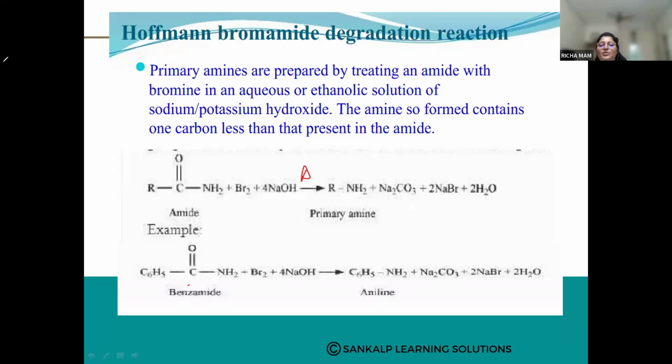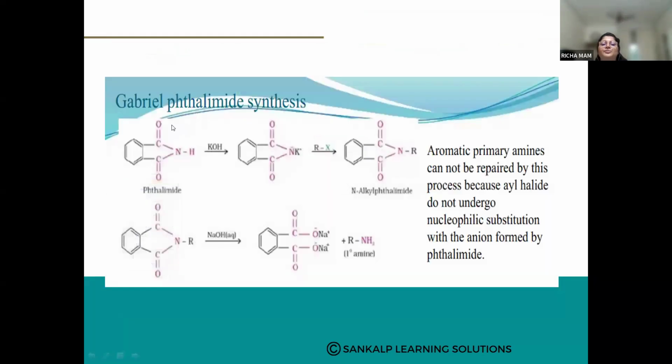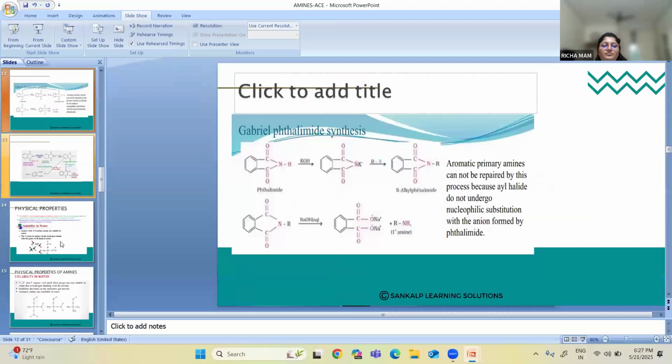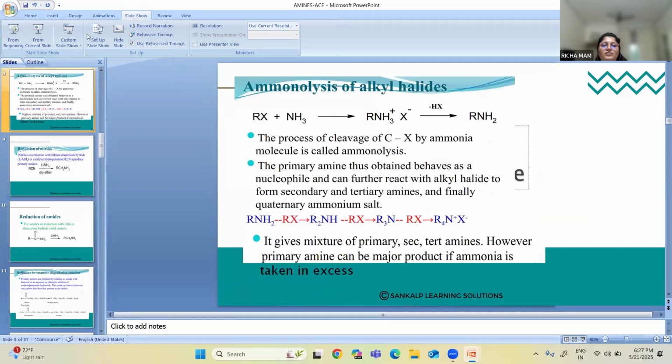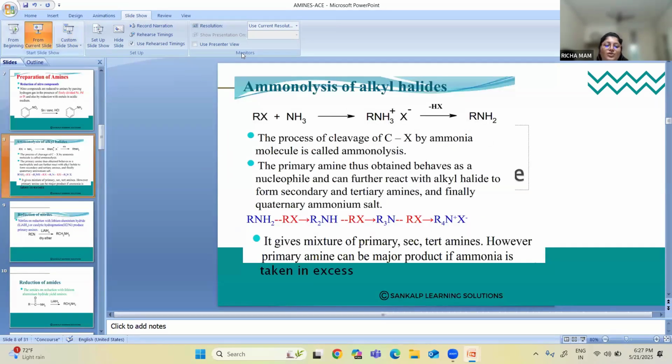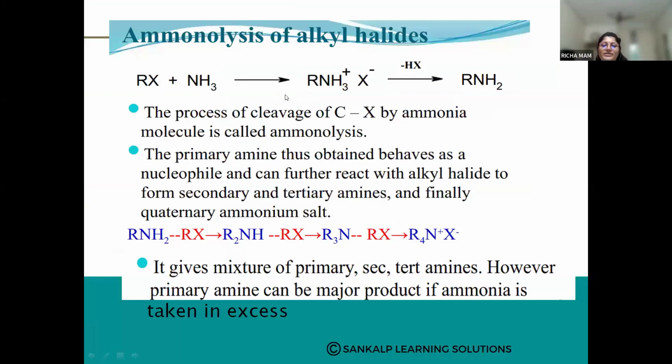Okay, very, very important: the haloalkane degradation reaction. Very, very, very important. Next, we are going to see ammonolysis.